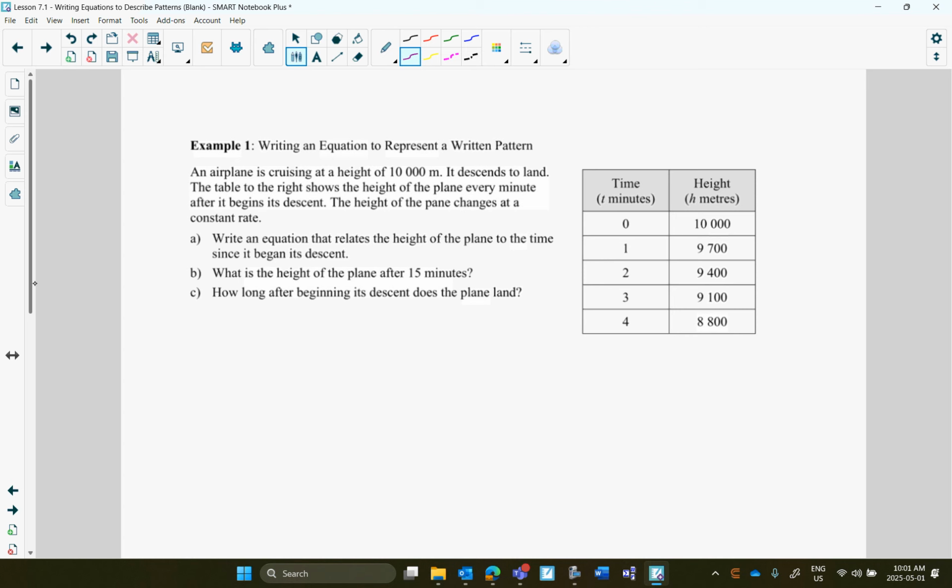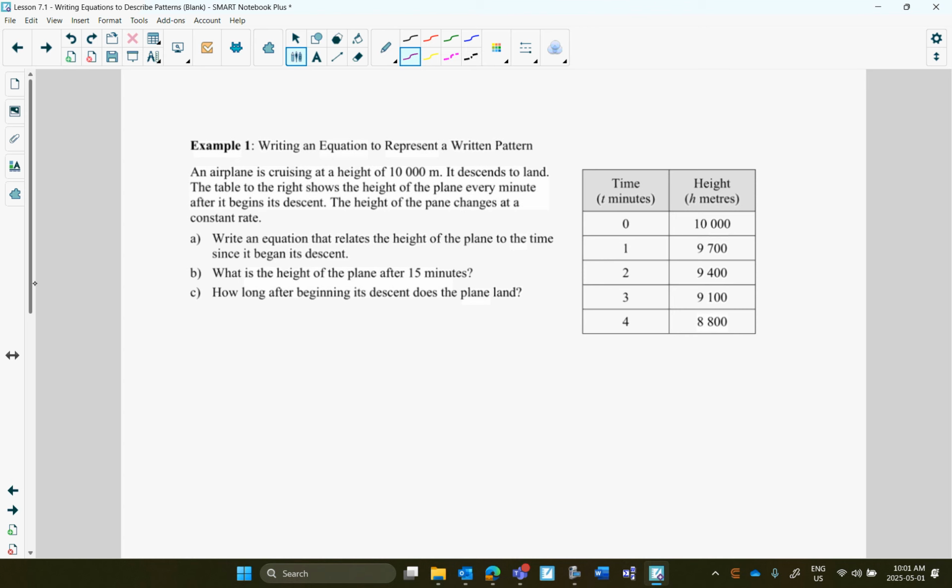An airplane is cruising at a height of 10,000 meters, so that's where it starts. And then it descends, goes down to land. The table to the right shows the height of the plane every minute it begins going down, and it changes at a constant rate. So at 0 time, it's 10,000 meters. After 1 minute, it's down to 9,700, and so on.